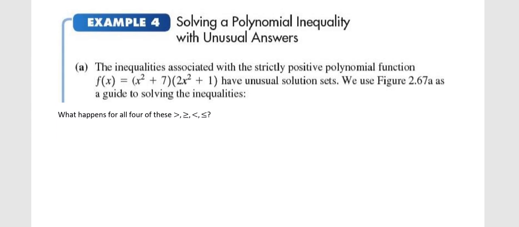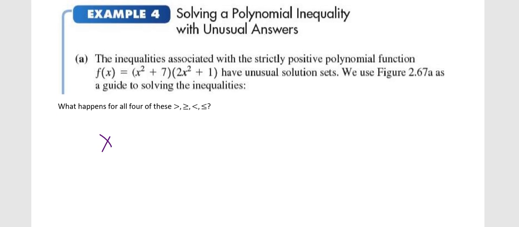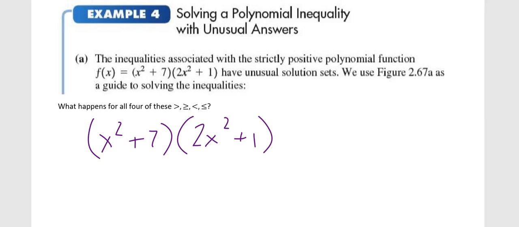Example 4, solve a polynomial inequality with unusual answers. Okay, so here we have this polynomial: x squared plus 7, times 2x squared plus 1. I want to know when that is greater than 0. Don't use your calculator yet. Do not use your calculator or Desmos yet.